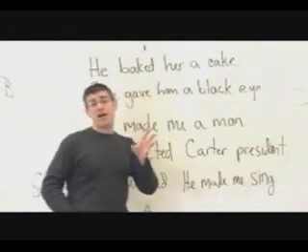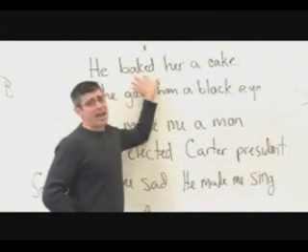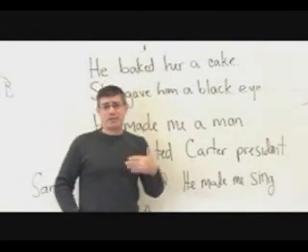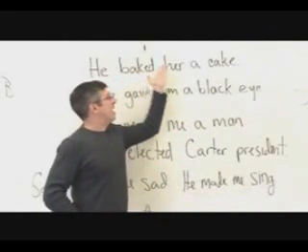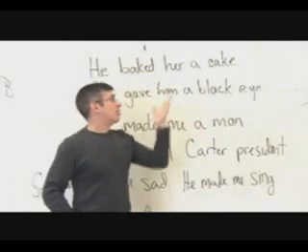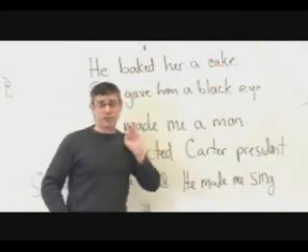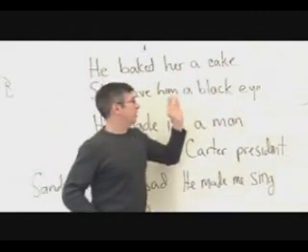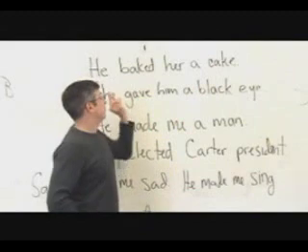Now, the way we find direct objects is we look at the main verb, baked, and we ask, baked what? And the answer here is a cake. He baked a cake. So a cake is the direct object. This is a nominal phrase. Cake is the head. Cake is the direct object of bake.